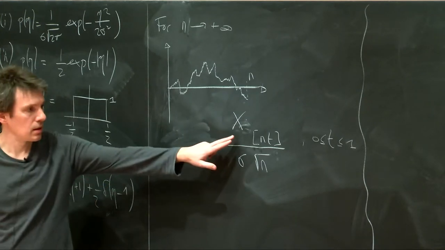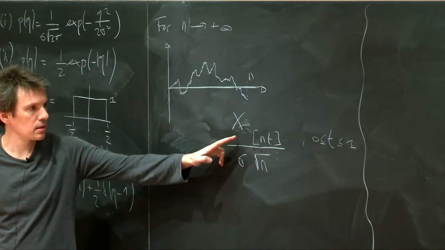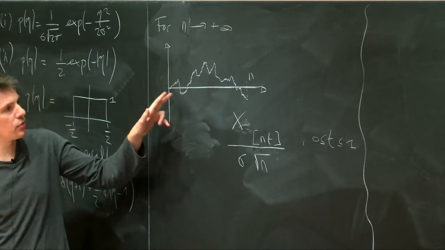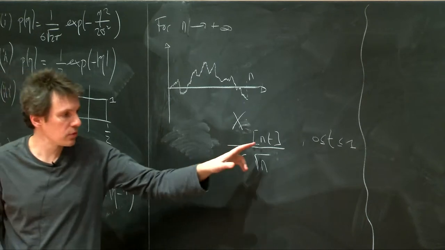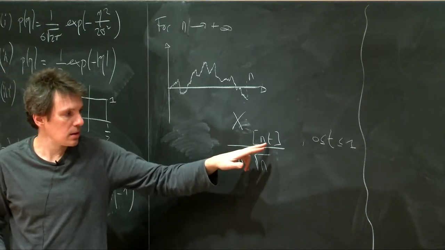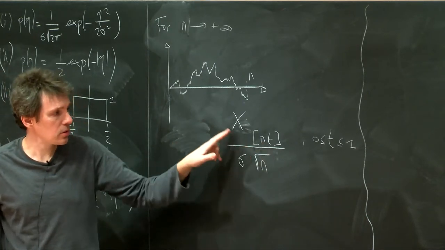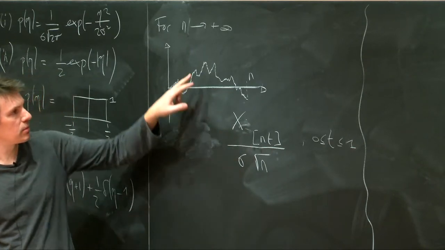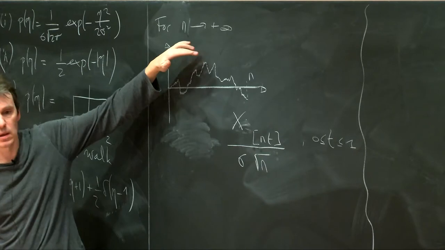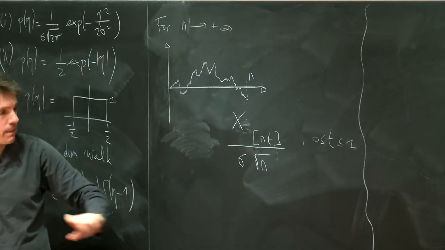So I choose to index this differently. Basically, I had an interval which goes from 0 to n, and I prefer to work on an interval 0 to t, which is between 0 and 1. So I just have this random variable here. I divide it by sigma square root of n because I told you that the typical scale would be of order square root of n.